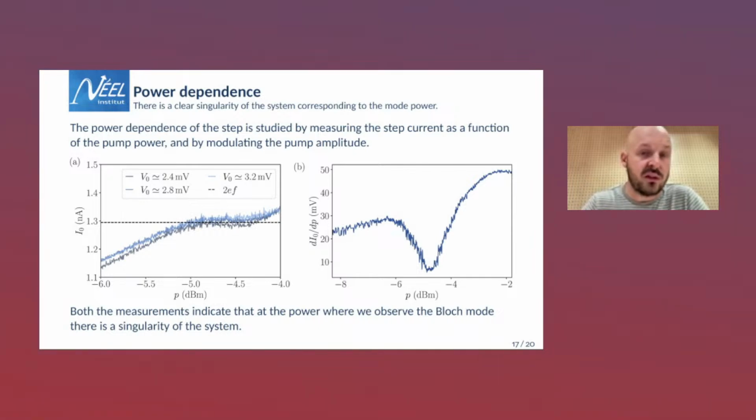We pushed this analysis one step further. Instead of just measuring the current versus power, we used the lock-in amplifier to measure dI/dP, and you see that this goes down to 0. The derivative is 0 at -5 dBm. So this gave us strong confidence that what we are observing are probably dual Shapiro steps.